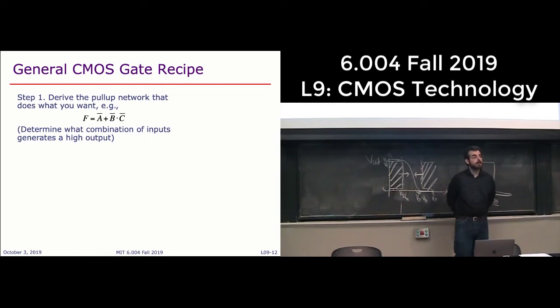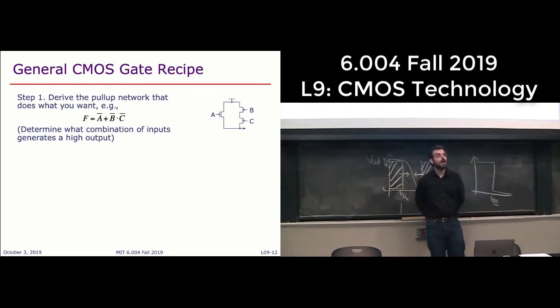One way to do this is first derive the pull-up network, essentially derive the connection of pFETs in series and in parallel that is going to drive the output to 1 whenever we want. You can see that there's a very clear mapping between the formula and the circuit schematic, right? The output is 1 when not A, because this transistor will be on, or when not B and not C, because then both of these transistors will be on and will overall be conducting.